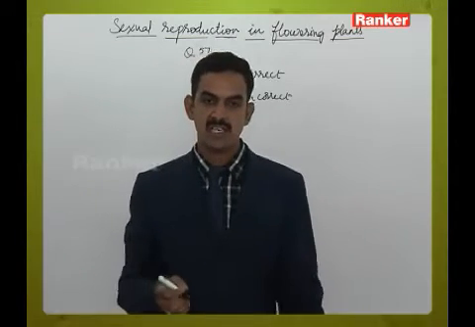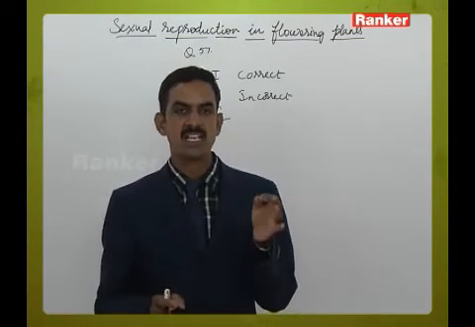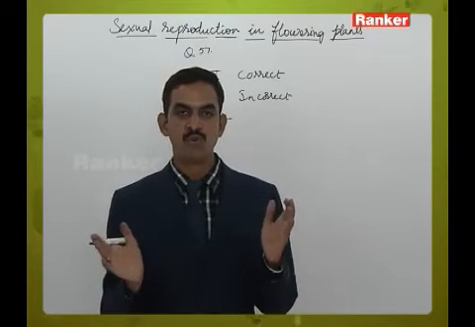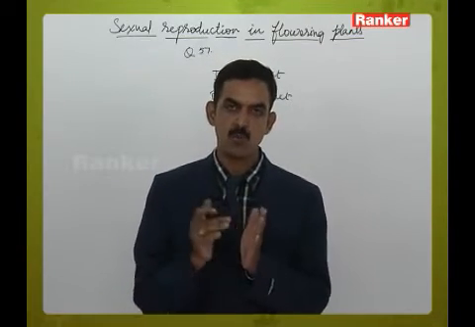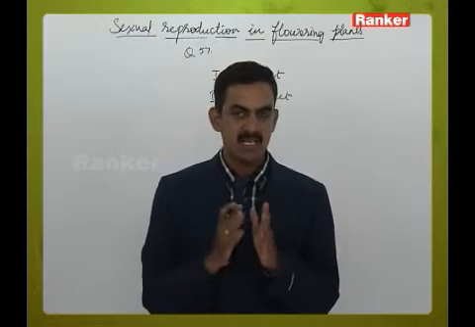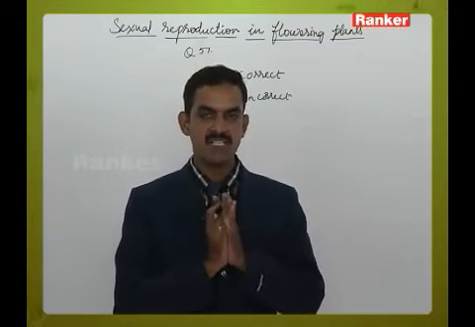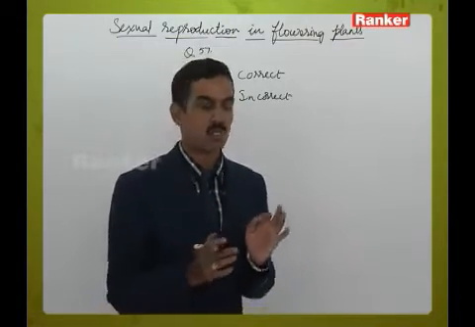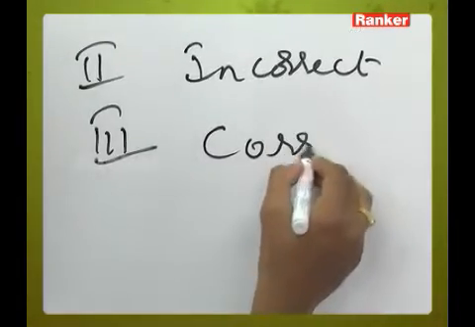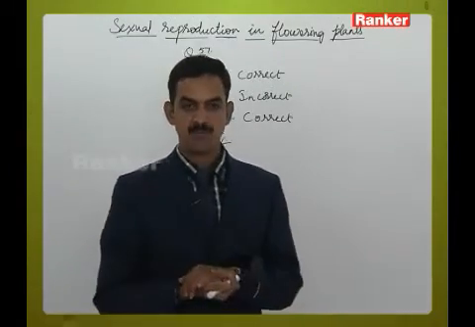Then central cell, polar nuclei and secondary nucleus. The central cell is formed as a result of fusion of the upper polar nucleus and lower polar nucleus. Polar nuclei had been given, so that is correct. Gradually, when the polar nuclei are completely fused with each other, it results in a diploid structure called the secondary nucleus. So all the 3 given in option number 3 are correct. Then 4.